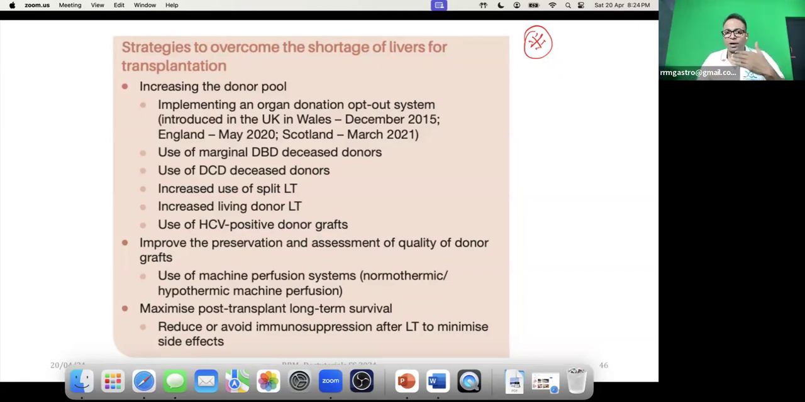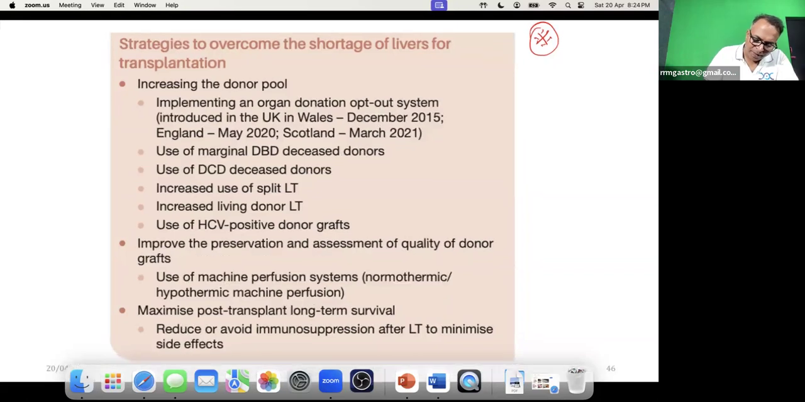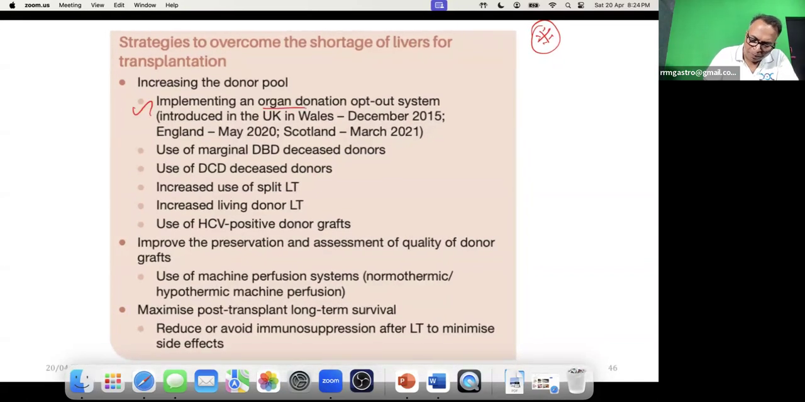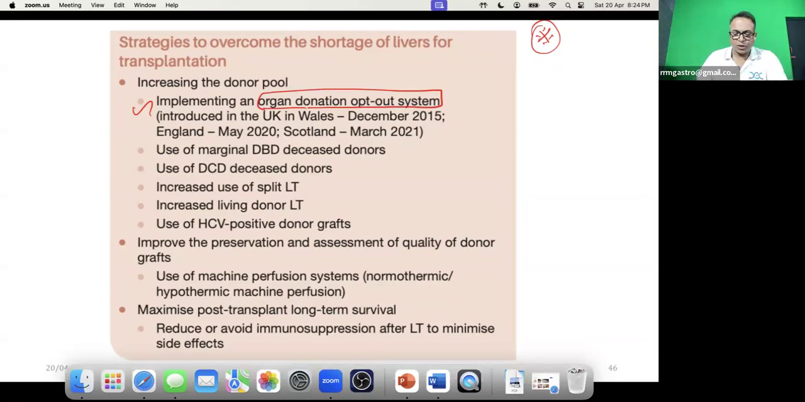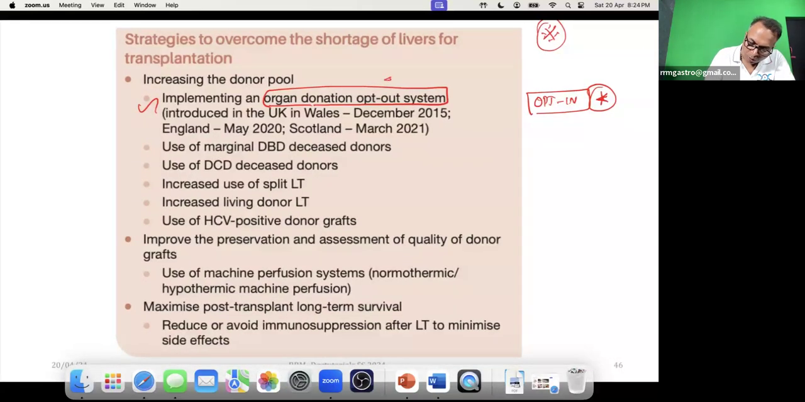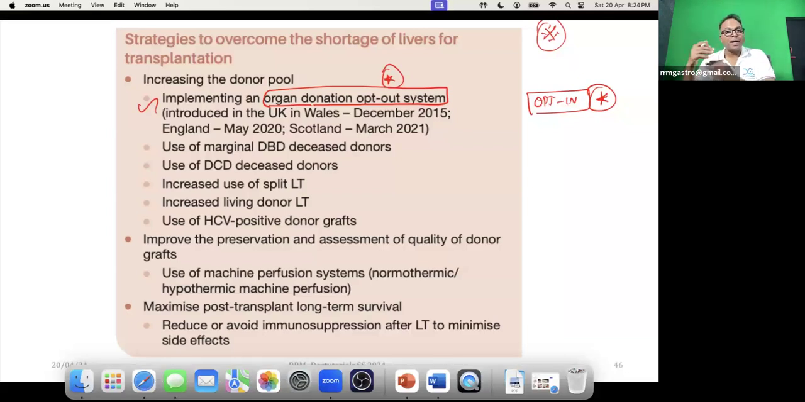Therefore, to increase the donor pool, we are now implementing an organ donation opt-out system. What is this? Organ donation opt-out. In India, we have an opt-in: I would like to donate my eyes, kidney, liver, body if I die in an accident. That is an opt-in. But in the UK, you don't have to tell anything. Your organ will be taken automatically. If you don't want your organ to be taken, you just sign out. So in the UK it is opt-out, and in India, we have opt-in.